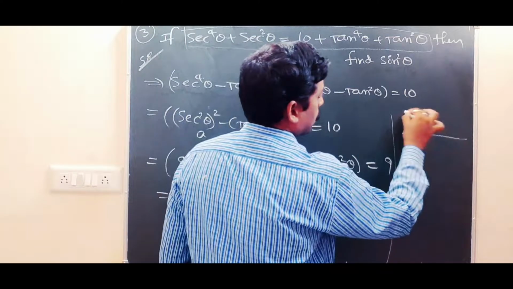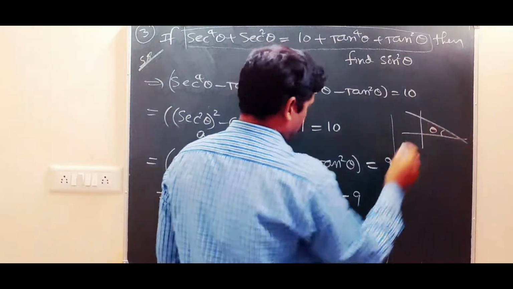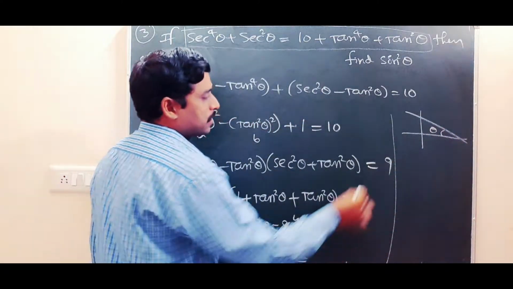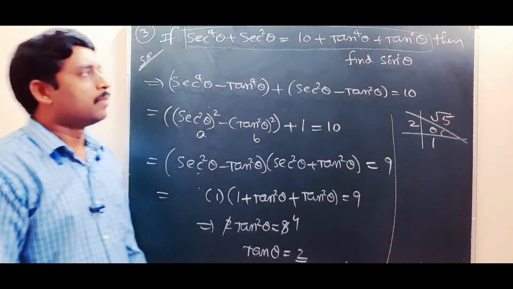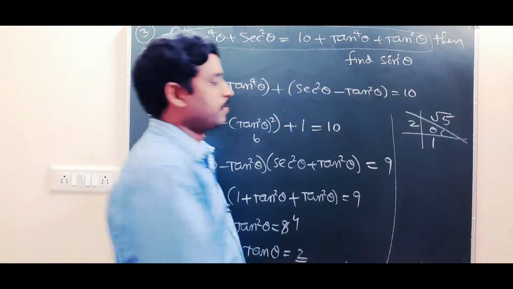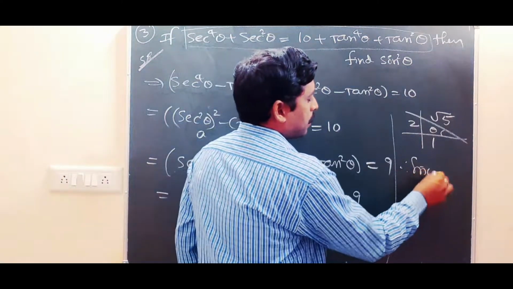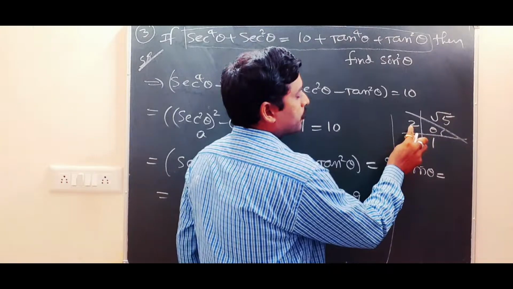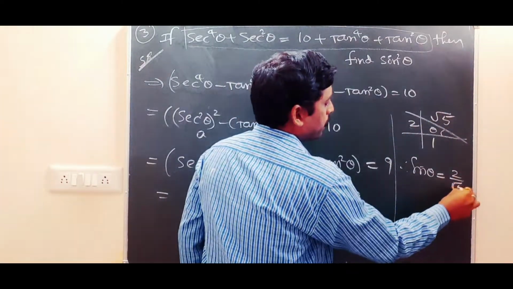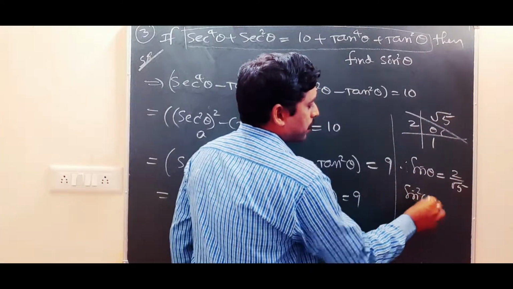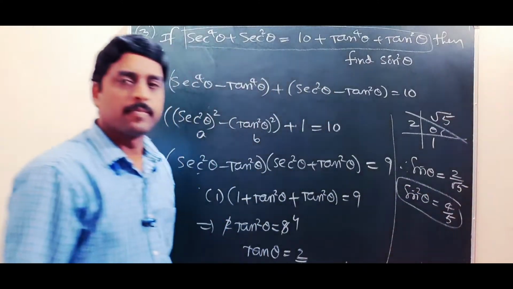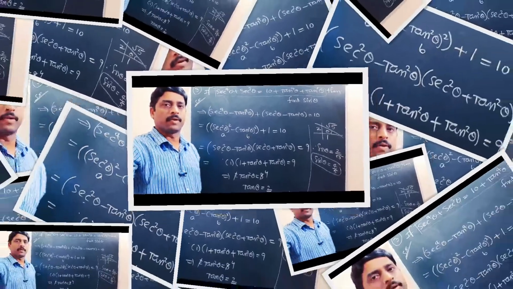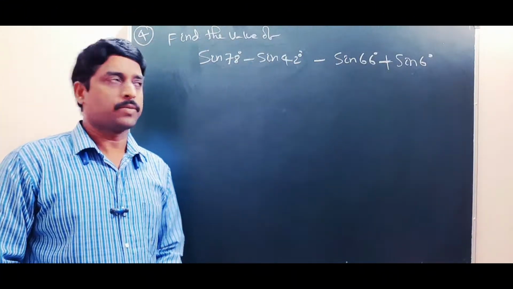So tan theta equals 2. Tan theta formula is opposite side by adjacent side, so 2 and 1, and the hypotenuse is root 5. But our target is sin square theta. From this triangle, sin theta equals opposite side of theta by hypotenuse, 2 by root 5. Our target is sin square theta, so squaring on both sides, 4 by 5. So the answer is 4 by 5. Okay, moving to next question.